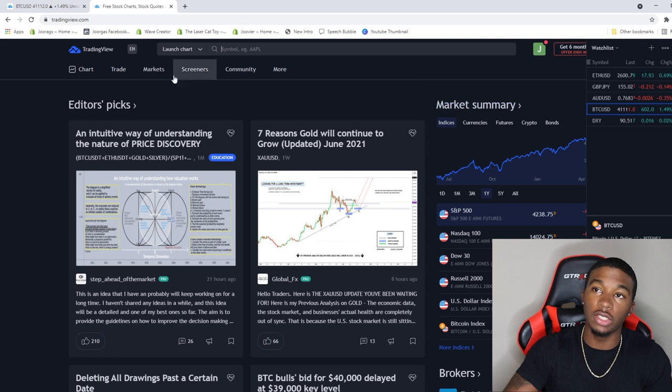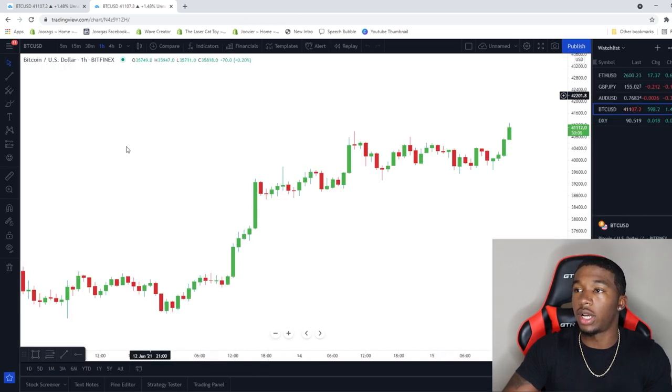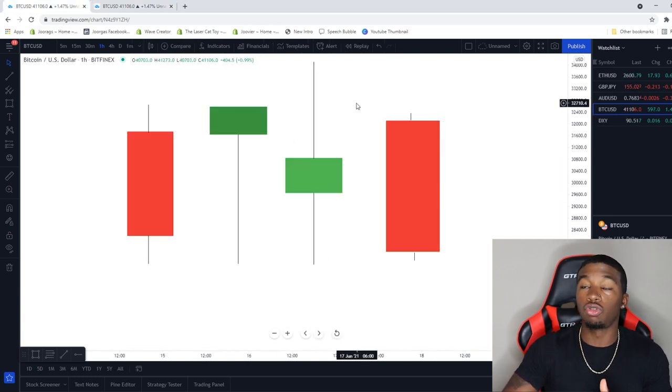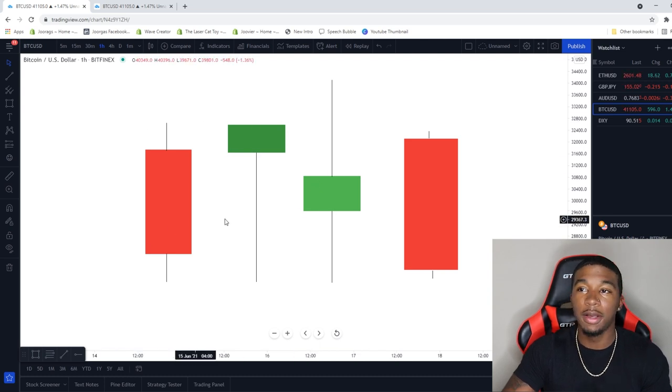It's gonna look something like this. All you gotta do is come in the top left corner and press chart, and it's basically gonna take you to kind of the screen that I was at before. But before we get into an actual chart, I made a little drawing for you guys. I hope you guys can appreciate my drawing skills.